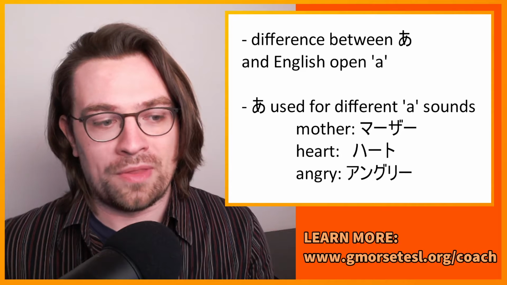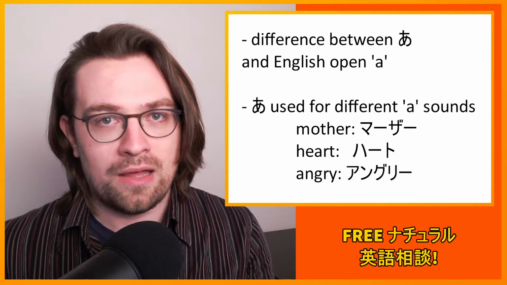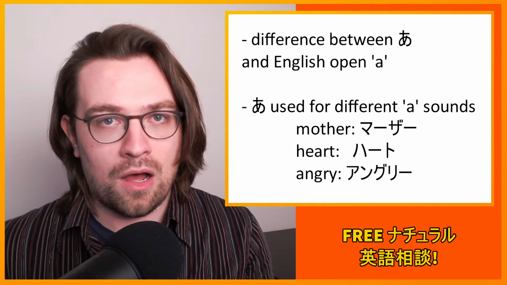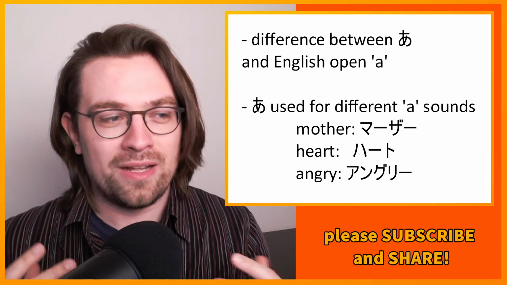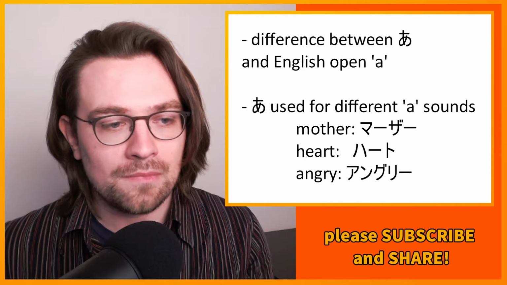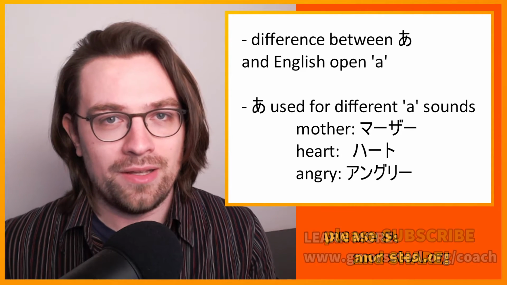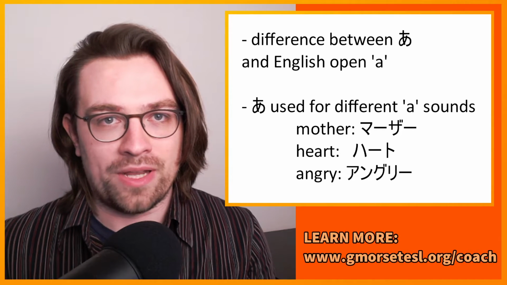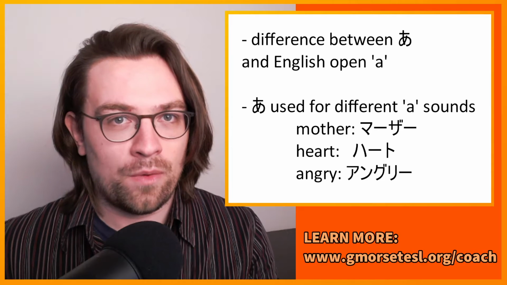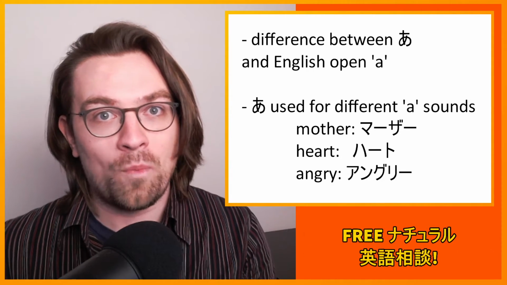Or, of course, a word that's very common, heart, hato, hato. But in English, we say heart. It is a little bit deeper, and the sound is a little bit more rounded. And of course, we have anguri. But in English, we say angry. Now, the A of angry is the A that we want to practice today. That's what I call open A.